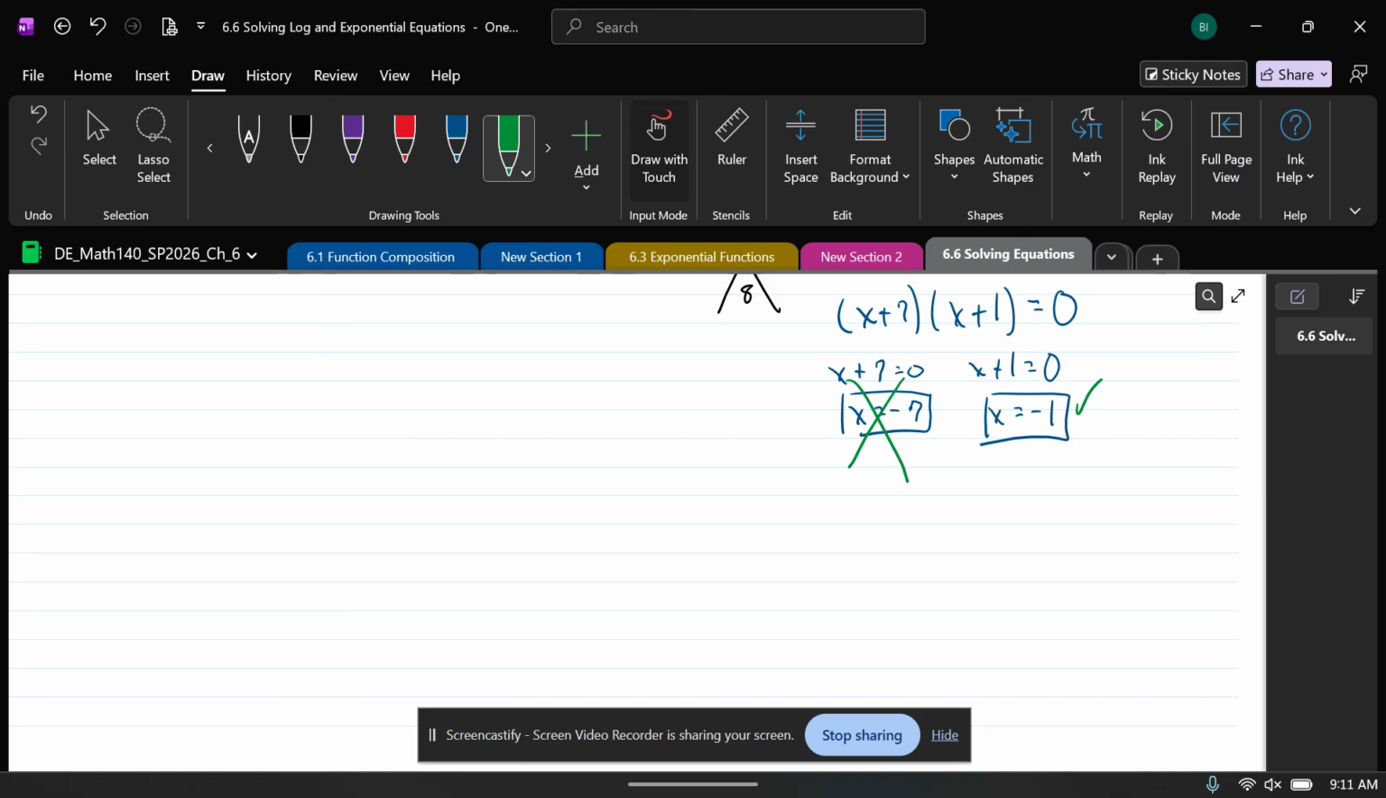All right. Now, let's try example C. Let's say we had natural log of x plus natural log of x plus 4 equals natural log of x plus 10. Yeah, x plus 10 is good.